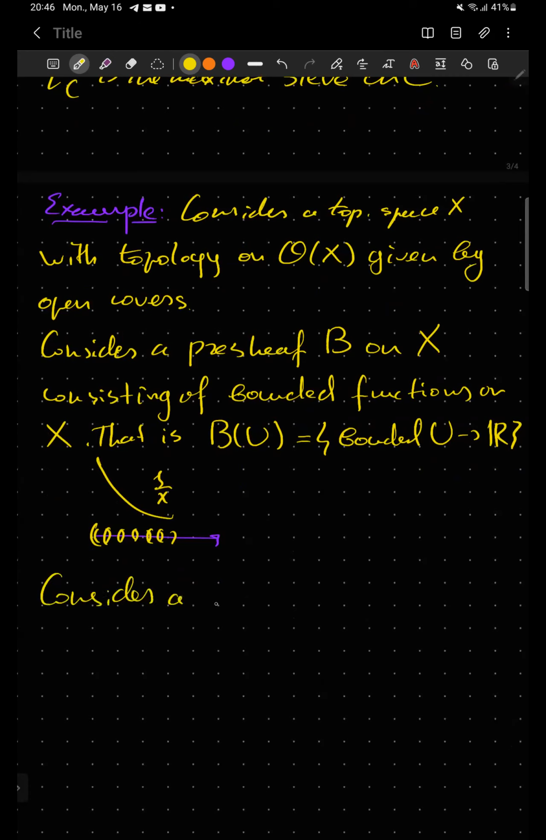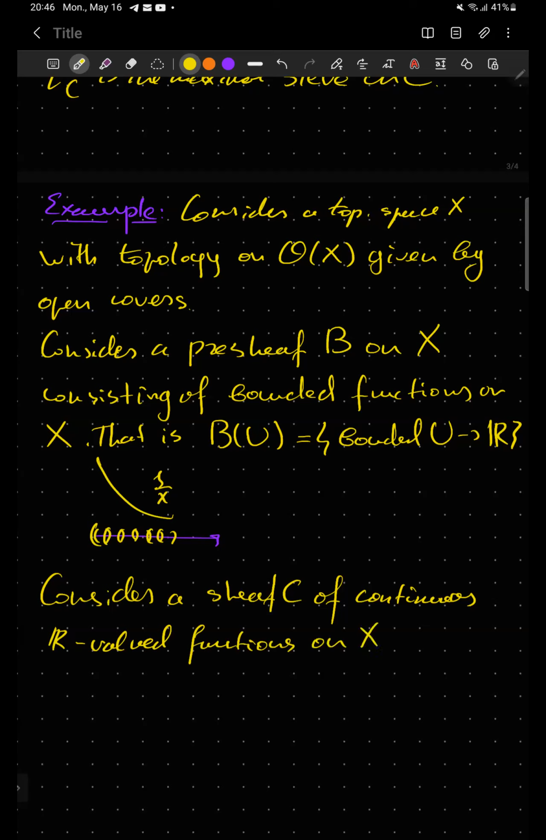Consider a sheaf C of continuous R-valued functions on X. This, on the other hand, clearly is a sheaf. We already explained last time that for any topological space, the representable pre-sheaf is a sheaf in the topology of open covers. So yeah, this is a sheaf.